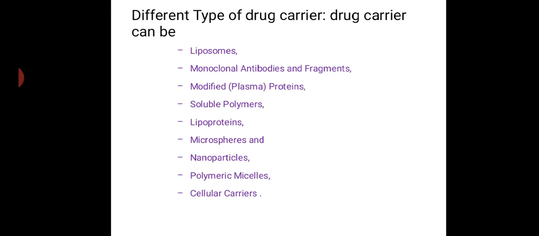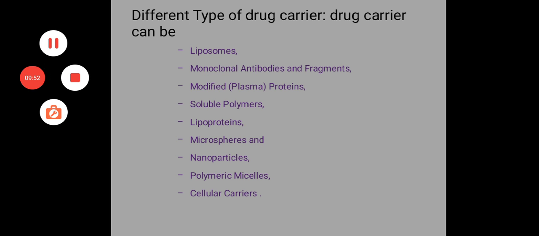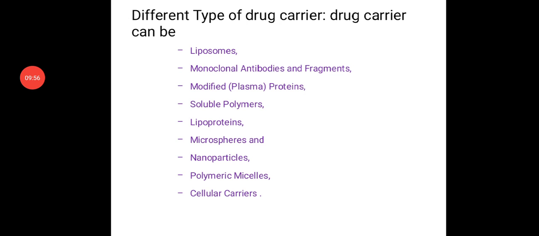Now, what are the different types of drug carrier? Drug carriers can be of different types, that is liposomes, monoclonal antibodies, plasma proteins, soluble polymers, lipoproteins, microspheres, nanoparticles, polymer micelles, and cellular carriers.